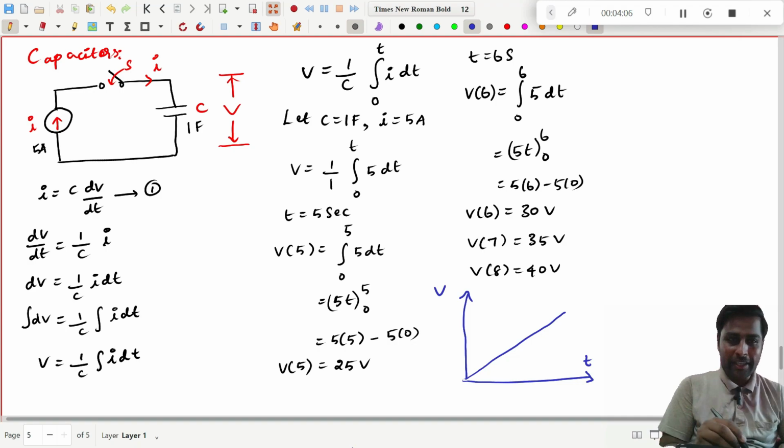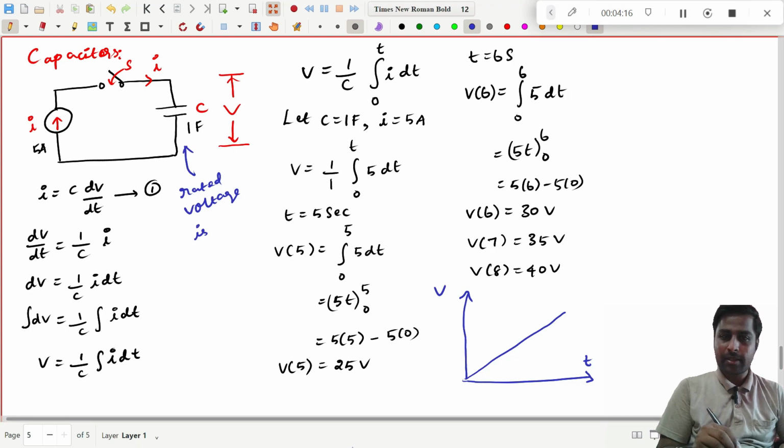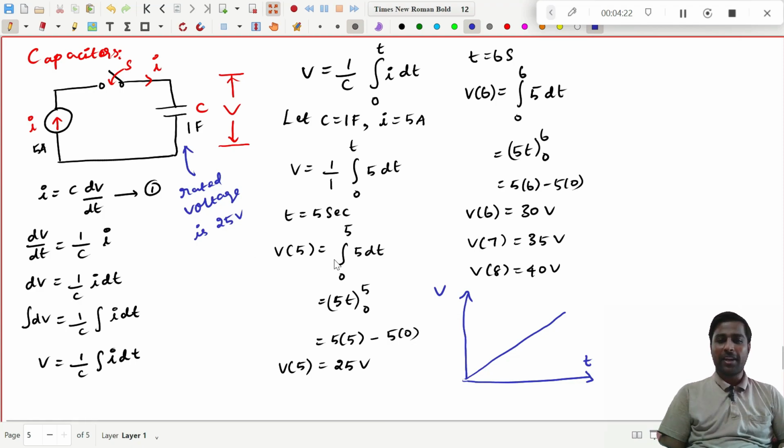So again I will assume that this capacitor's rated voltage is, we just assume, 25 volt, right? Then what I have to do? I have to cut down the current after 5 seconds. You see, after 5 seconds I get 25 volt. If I keep supplying the current to the capacitor after 5 seconds, at 6 seconds it becomes 30 volt, at 7 seconds it becomes 35 volt, right? So this capacitor will be busted again.